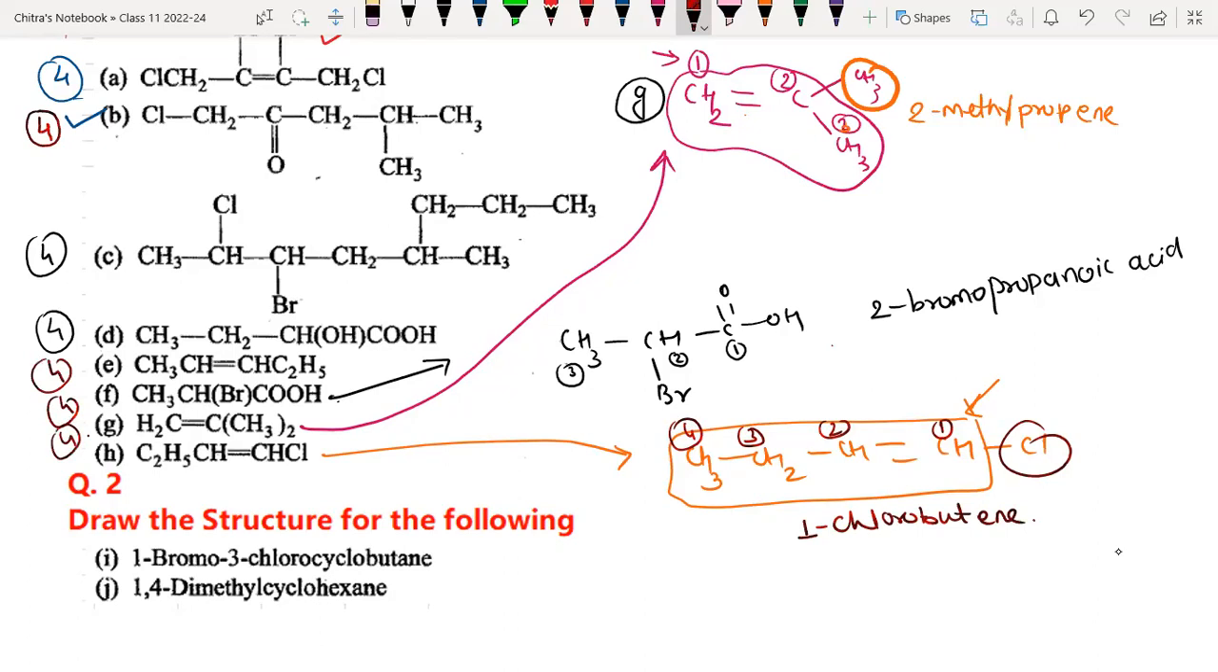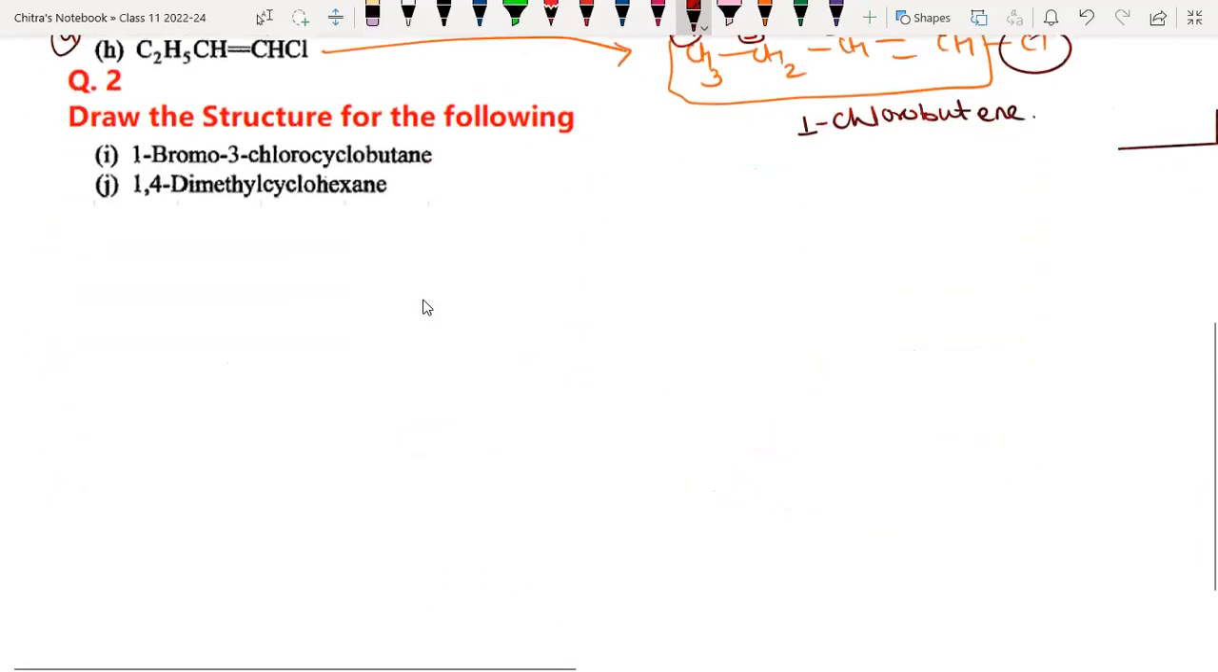Okay. So this is the IUPAC name from the structure. Now we have to draw the structure from the IUPAC name. It is also equally important, but it is really very easy. So what you have to do here? First, we are solving the first one. See, first you have to check whether it is cyclo or what. So yes, it is cyclo.